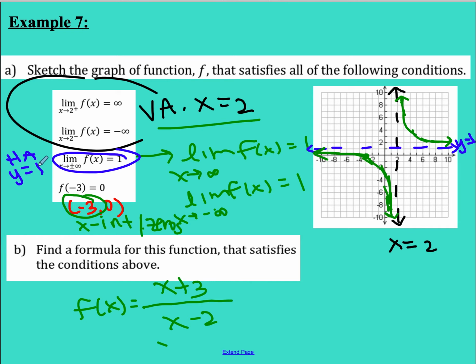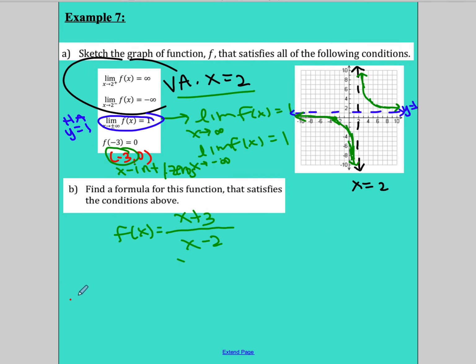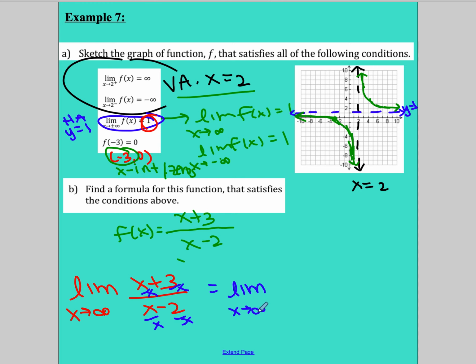Now let's check out our horizontal asymptote. The way we check this, we would do our limit as x goes to infinity of x plus 3 all over x minus 2, and we should get an answer of 1. Remember, we ask what's our biggest degree in our denominator, and in this case it's x. So I'm going to factor out an x. We have our limit as x approaches infinity, x in front, and I'd have 1 plus 3 over x, all over, taking out an x again, 1 minus 2 over x.